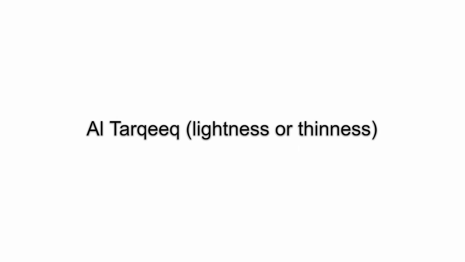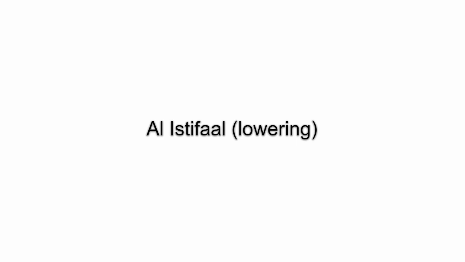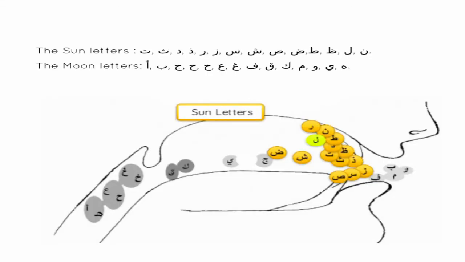So remember to make your tongue thin and to make a bit of a smile when pronouncing the letter, as well as giving the attribute of al-istifaal, lowering. So lower the back of your tongue to the floor of your mouth when pronouncing it. And al-infitah, opening. So keep a separation between the tongue and the roof of the mouth after touching the letter's exit point. Ta is a sun letter.